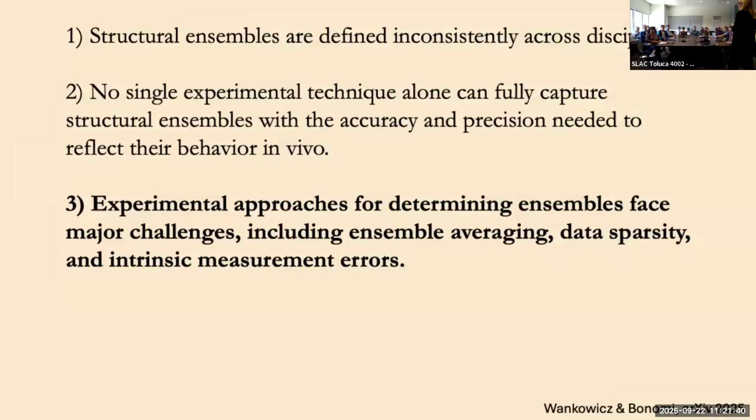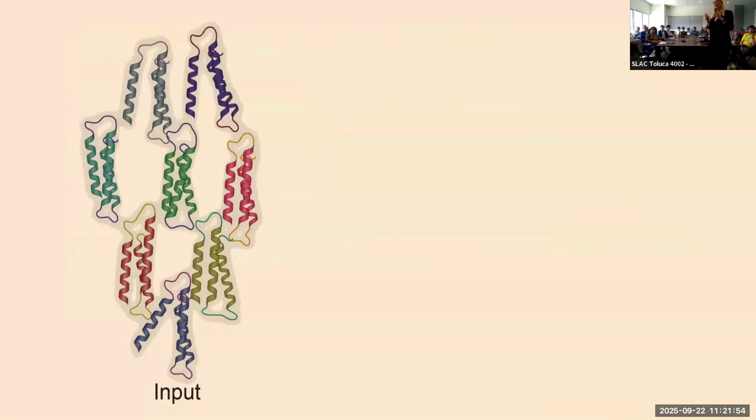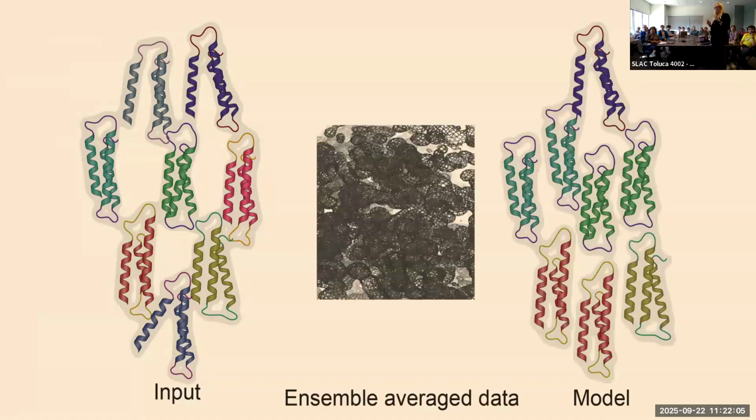You have data sparsity, so the states that you want to actually look at, oftentimes these excited states, are in the data very infrequently, and then there are intrinsic measurement errors. If we think about a toy input data set, you're going to have some protein that has 8 different states. What happens is all of the data is ensembled, and then you can get out a model. Even if this model perfectly explained the average data, it's not necessarily going to match the input. And so how do you actually fix that?